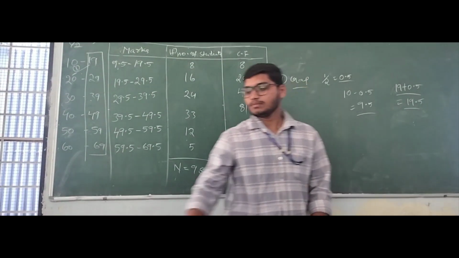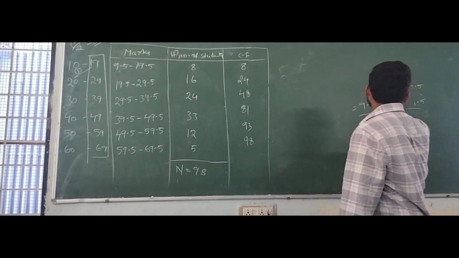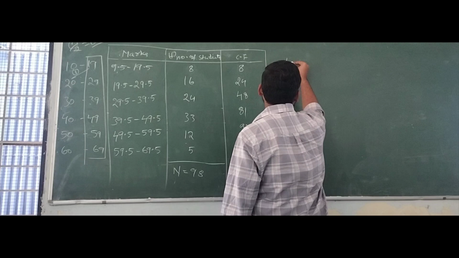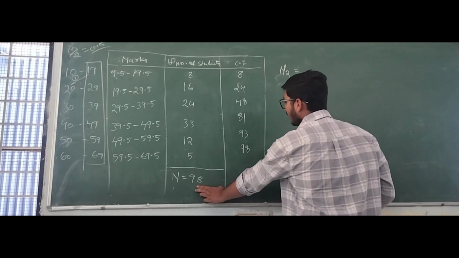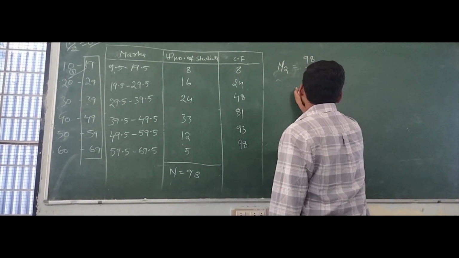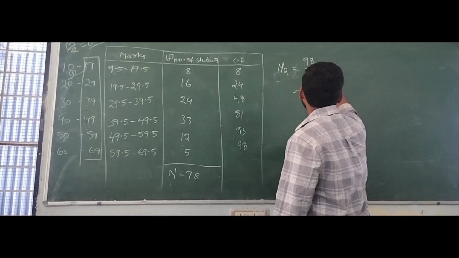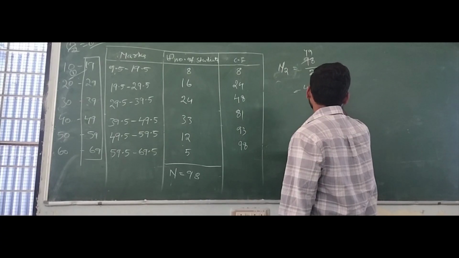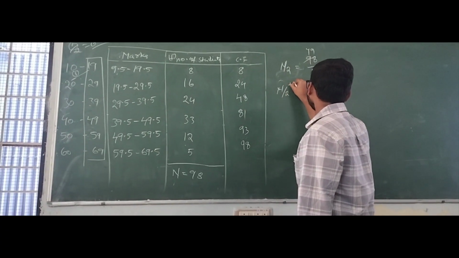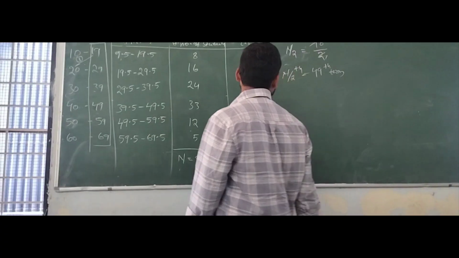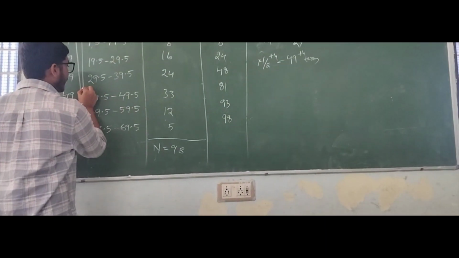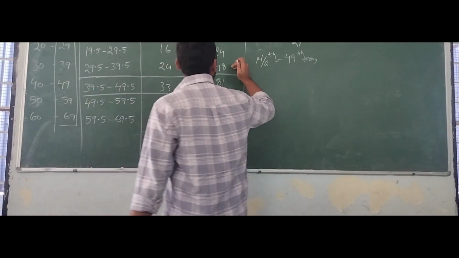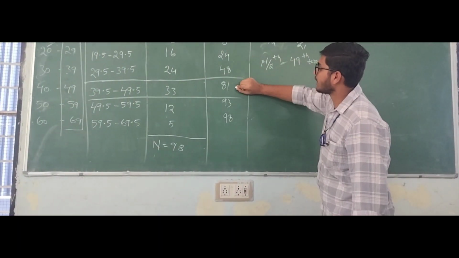Now we have to find the median by finding n by 2. The n value is 98, so 98 by 2 is equal to 49. The 49th value is included in 39.5 to 49.5, the median class. It lies between 48 and 81.